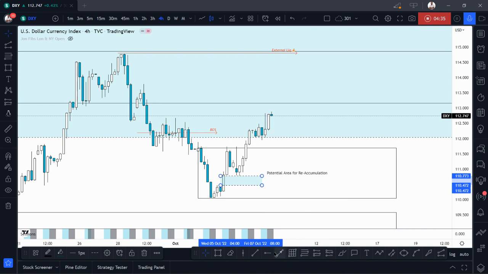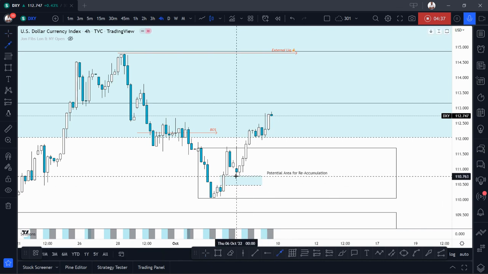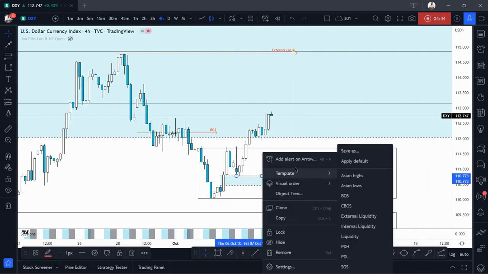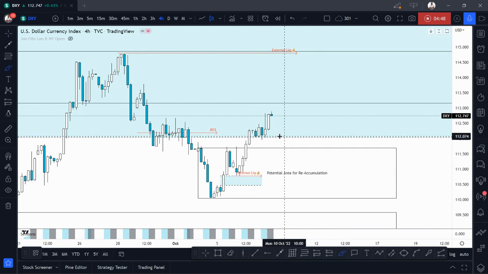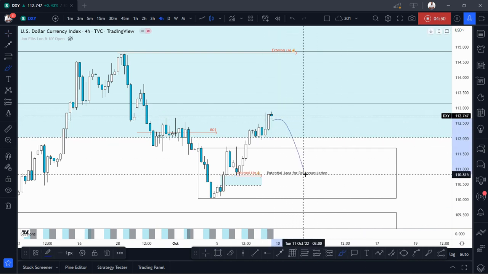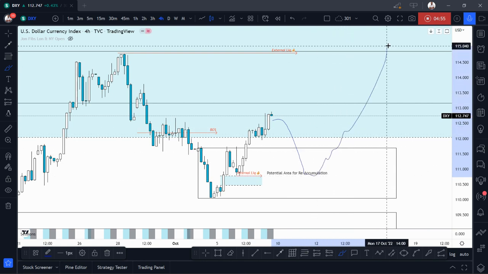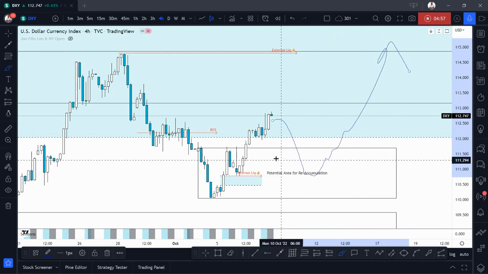Okay. So this to me seems to be imbalance. This to me seems to be internal liquidity. So if price can come back into this area, then capture this low, then I'll be expecting it to continue all the way up to capture external liquidity.